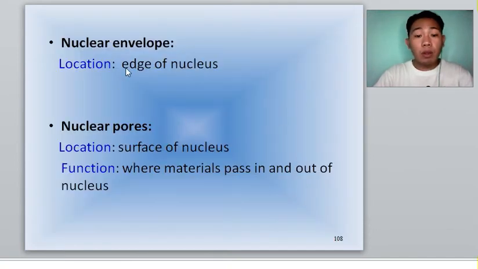The nuclear envelope, of course, as I've said, is located at the edge of the nucleus. It covers the entire nucleus of the cell. The nuclear pores are located in the surface of the nucleus, and they function as the place where materials pass in and out of the nucleus, particularly the movement of mRNA from the nucleus going to the cytoplasm of the cell for further DNA transcription.